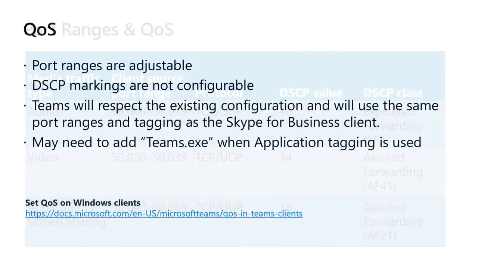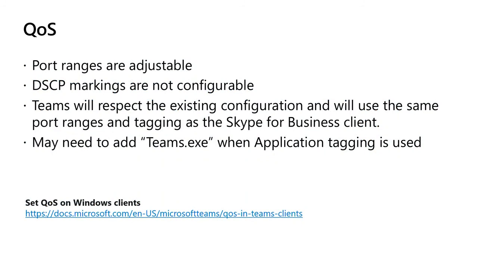So this is the configuration we should do. So the port ranges are adjustable. The DSCP markers are not configurable. This comes directly from Microsoft documentation. I still want to find out why they say that. But Teams respects the existing configuration you have for Skype for Business. So essentially, you need to add teams.exe to your already configured tags for Skype for Business.